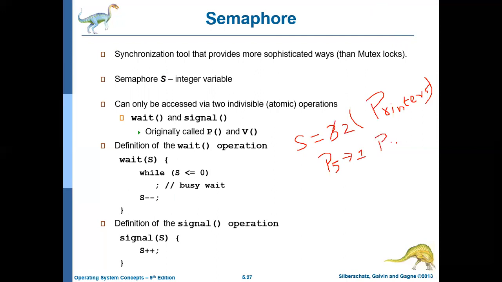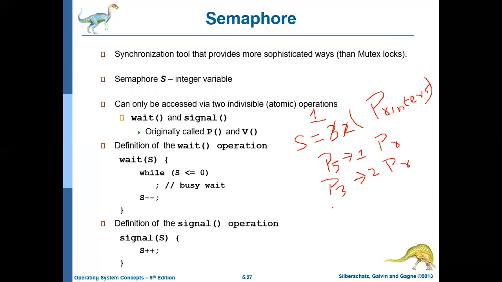Now another process, say P3, comes and it also wants to access the printer. So it calls wait and it checks whether S is less than or equal to 0. No, S is 2. So it takes the second printer, and it decrements S by 1. So S becomes 1. So the second printer was given to P3.